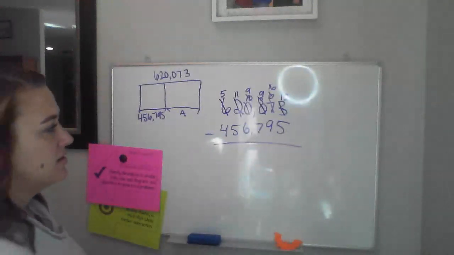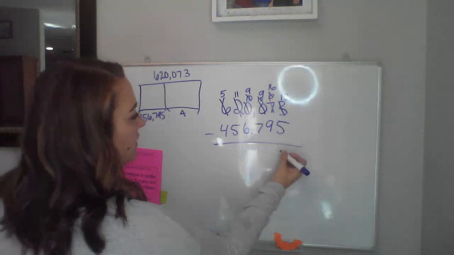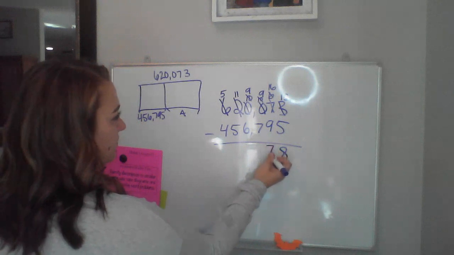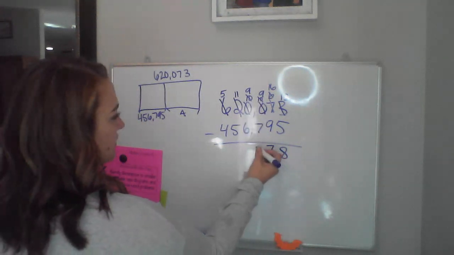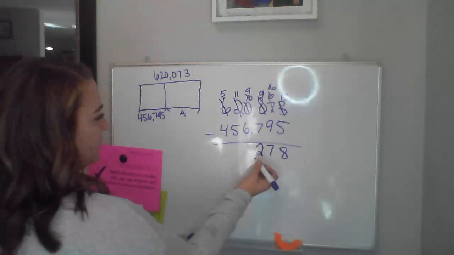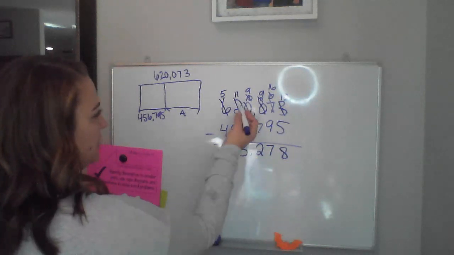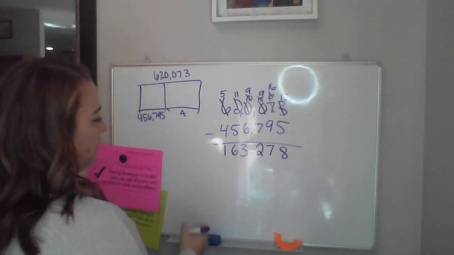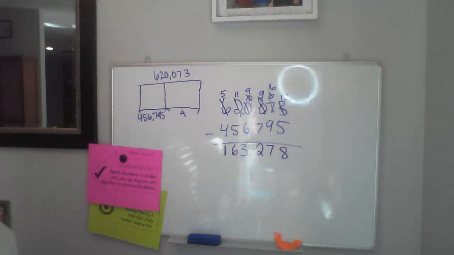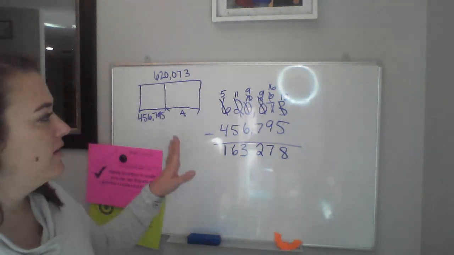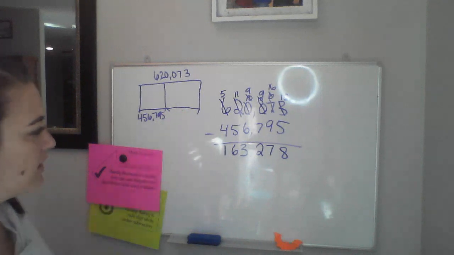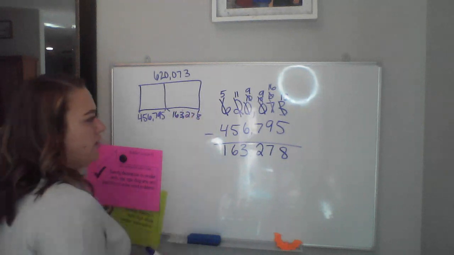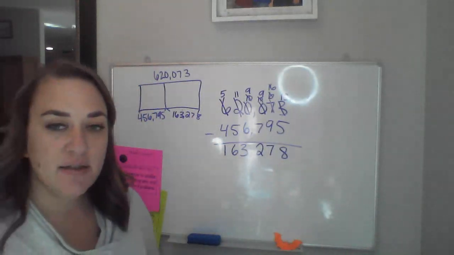Okay, so 13 minus 5 is going to leave me with 8. 16 minus 9 is going to leave me with 7. 9 minus 7 is going to give me 2. 9 minus 6 is going to give me 3. 11 minus 5 leaves me with 6. And 5 minus 4 leaves me with 1. So thinking back to our word problem, we can say there were 163,278 more in attendance to the parade the previous year.